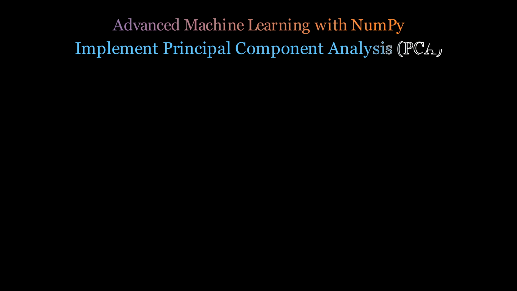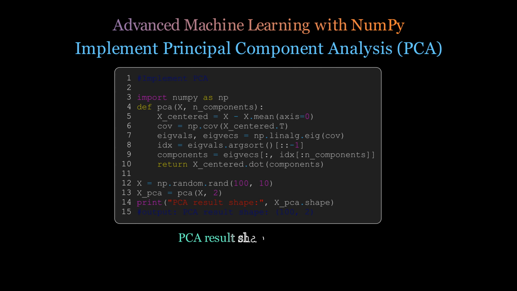PCA reduces dimensionality by projecting data onto orthogonal axes of maximum variance. Our implementation centers the data, computes covariance matrix, finds eigenvectors, and projects onto top components.